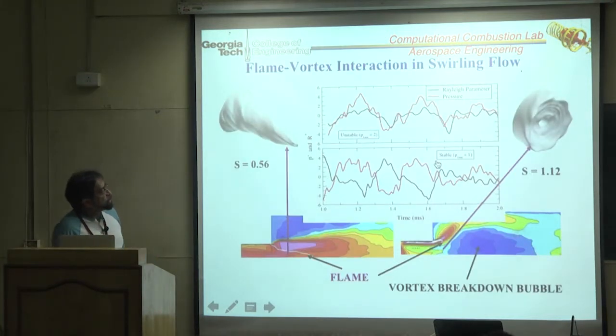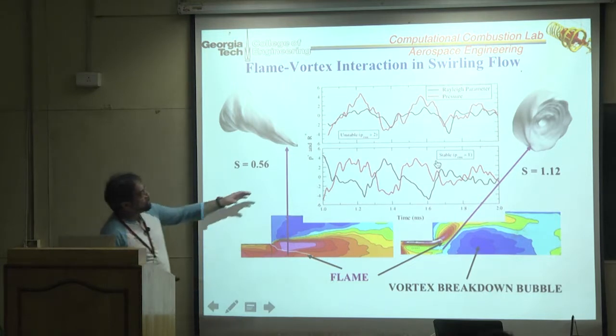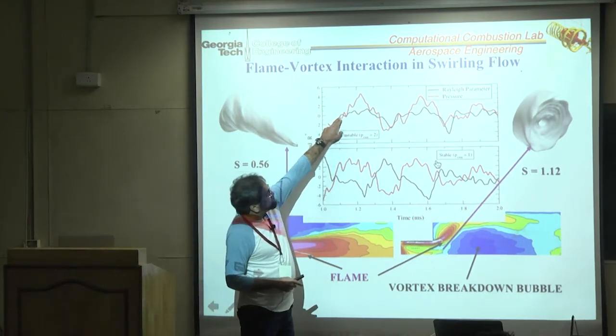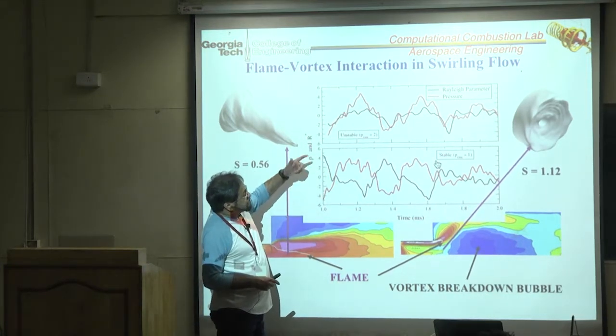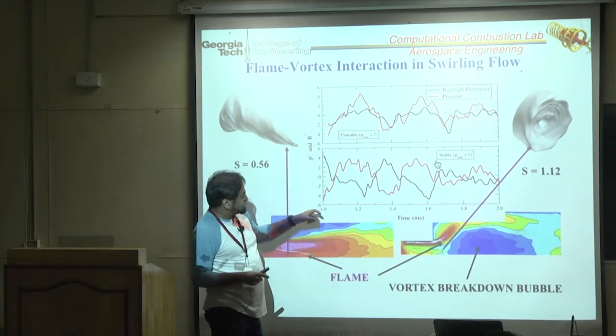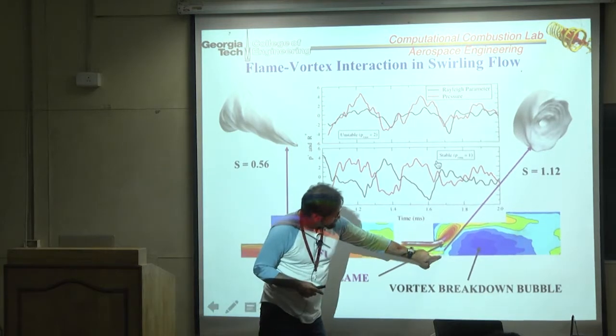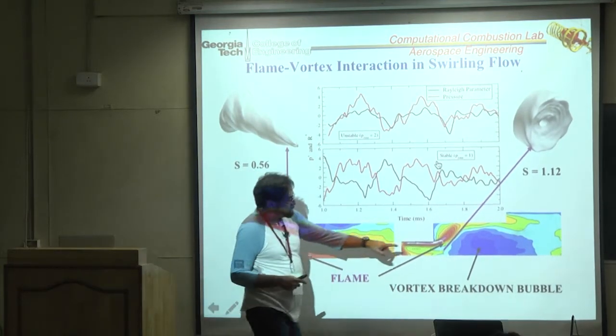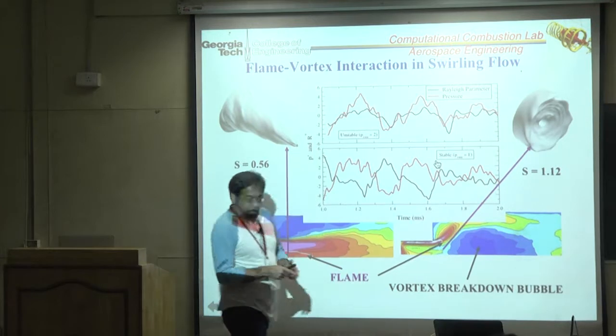Non-premixed flames can also show combustion instability, and this is an earlier work. I just wanted to point out, when you have the Rayleigh criterion lining up with pressure, you get instability, but in that case the flame is very compact, and when it becomes very compact, this is the vortex breakdown bubble that is forming.